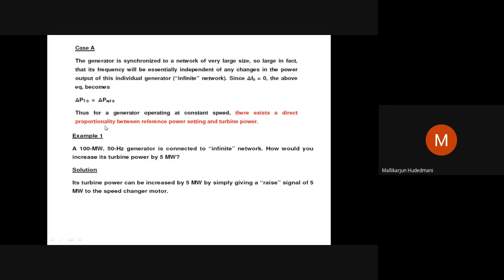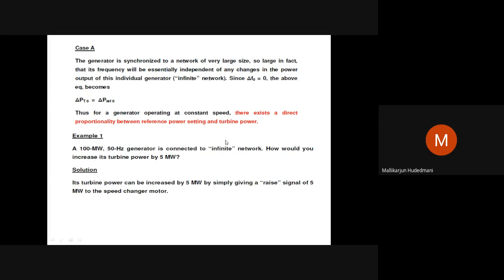There exists a direct proportionality between reference power setting and turbine power. There is no droop here. How is it understood? Take a simple example. A 100 megawatt, 50 hertz generator is connected to an infinite network. How would you increase its turbine power by 5 megawatt? It means a 100 megawatt generator at 50 hertz operating point is working. Let us imagine it is working at 50 megawatt output. It is developing 50 megawatt at 50 hertz, connected to a network, delivering the power.